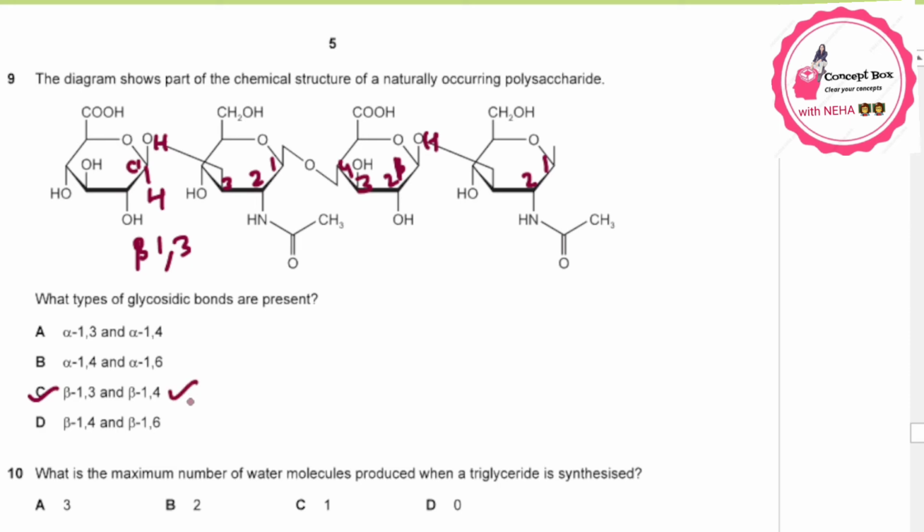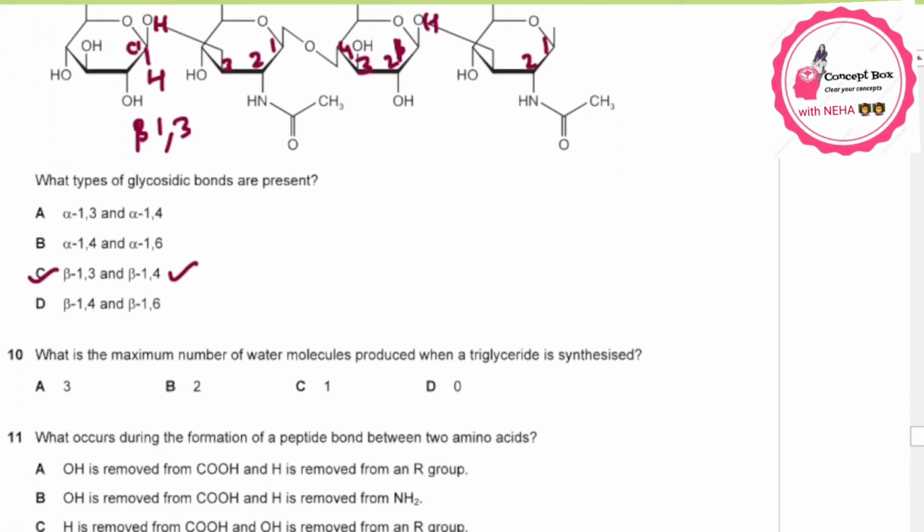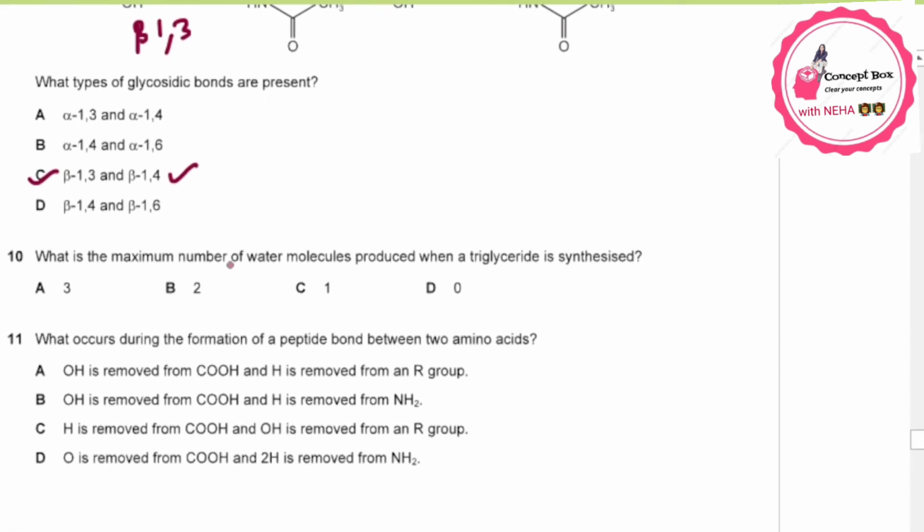So beta 1,4. This you can name the structure. This is very easy. What is the maximum number of water molecules produced when triglyceride is synthesized? It is 3. What occurs during the formation of a peptide bond between two amino acids? When two amino acids get connected, then what happens?